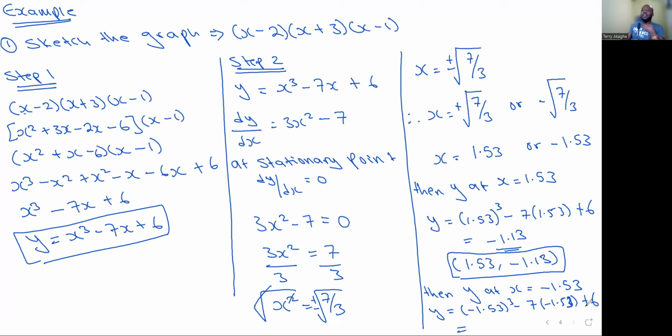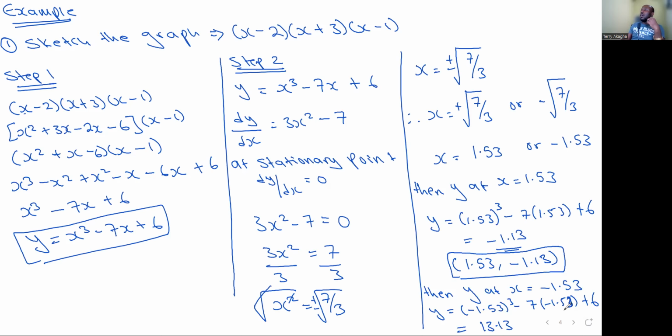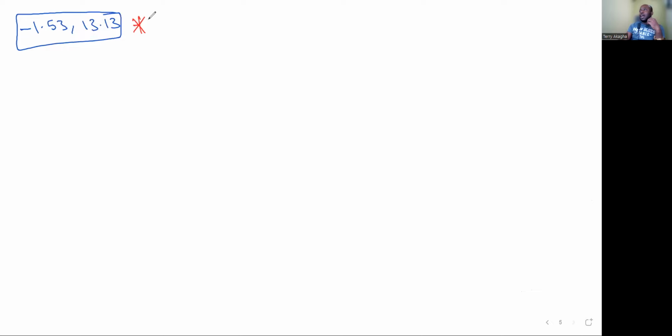Okay? So when you do that, you're going to get 13.13. Then we can now say the other coordinates you're going to have will be when x is minus 1.53, y is 13.13. So you're having two coordinate points now. So that means we can now say the stationary points we have will be 1.53. Okay? We have two stationary points. We have 1.53 and minus 1.3. And we also have minus 1.53 and 13.